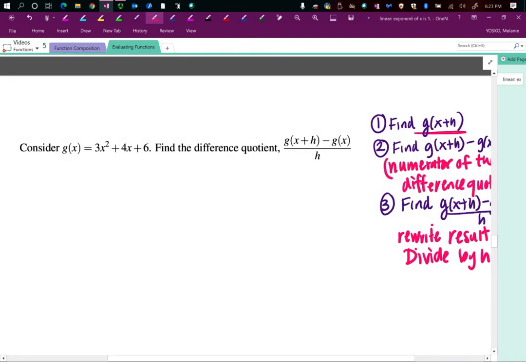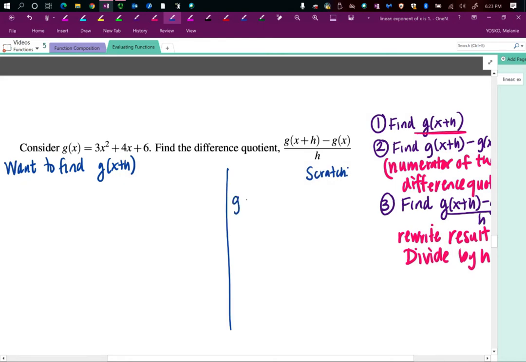Maybe we need to back up just a little bit more. If you're not comfortable, let's back up. So we want to find g of x plus h. But that may be daunting, so we're going to do some scratch work. Let's plug in nice numbers. So let's do g of 1. I'm replacing this x right here with a 1. We're not going to simplify. We're just going to try to establish the pattern.